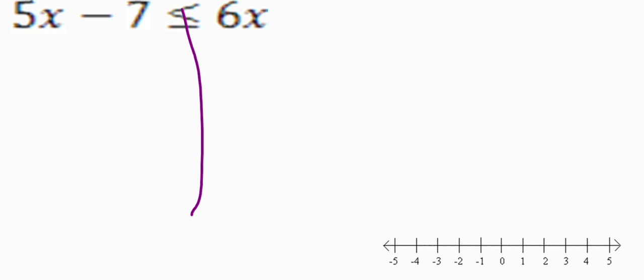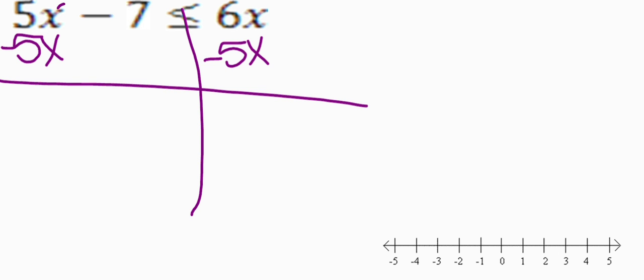I have 5x minus 7 is less than or equal to 6x. So I have x's on both sides, so I need to get all of my x's on the right side. How do I move that 5x over to the right side of the wall? I have to do the inverse operation. Nothing is being done in front. There's a positive 5, so the inverse of positive is negative. So I'm going to subtract 5x from both sides. 5x minus 5x is 0, so you can just cross it out. Bring down your -7 is less than or equal to x.